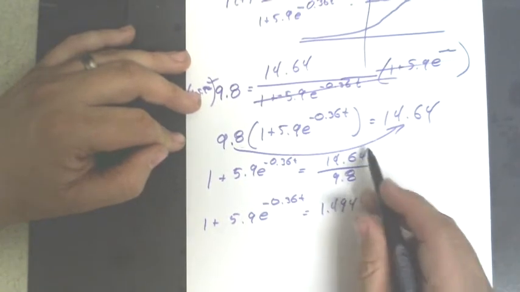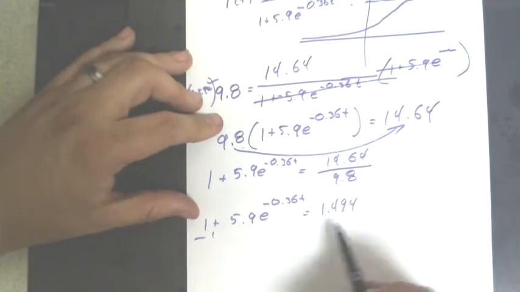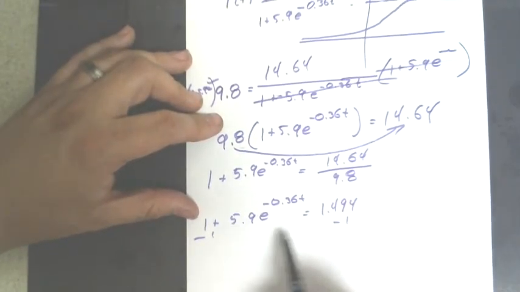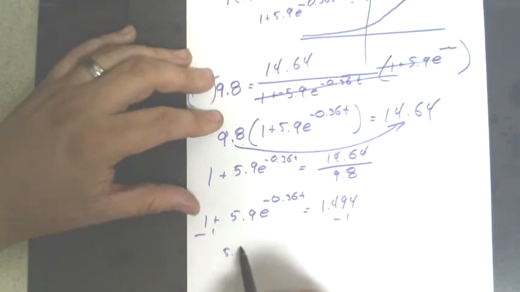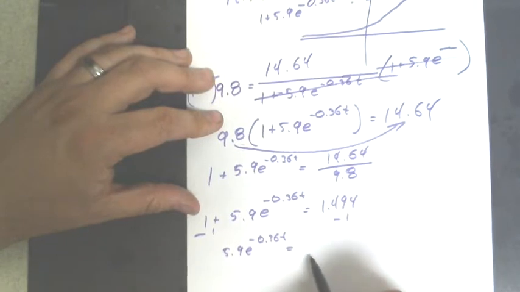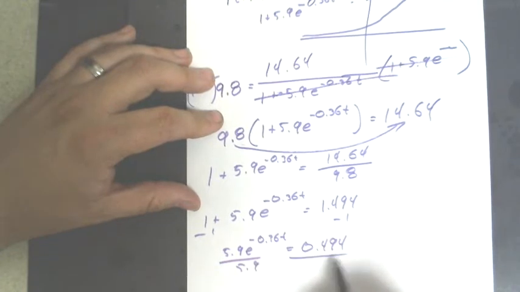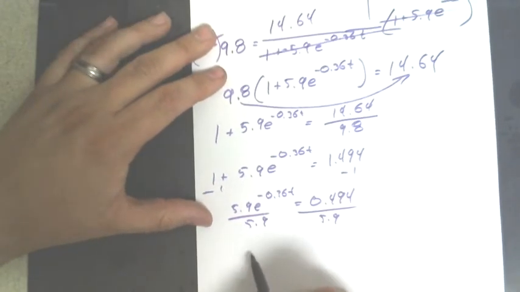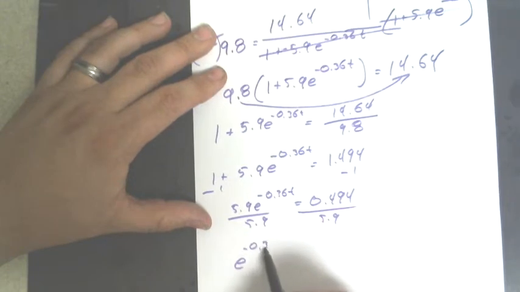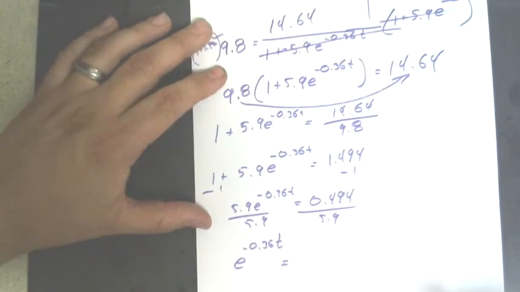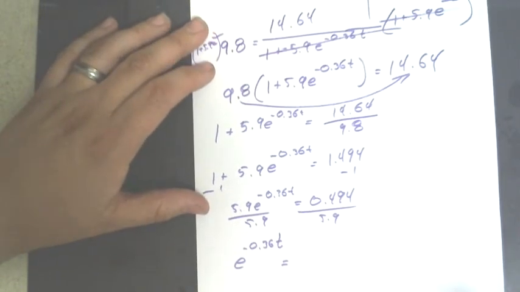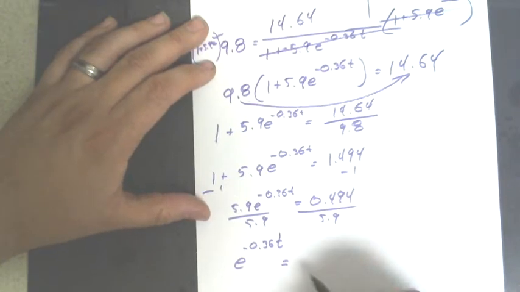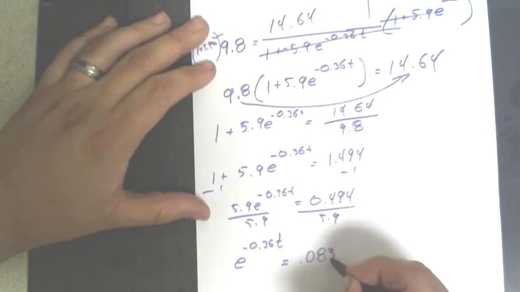Or if you want to be super accurate, stay in exact. Subtract the 1, subtract the 1. Again, we're trying to isolate the exponential part. So 5.9 e to the negative 0.36t equals, subtracting the 1, 0.494. Divide by the 5.9, divide by the 5.9. Again, we're trying to isolate the e to a power. Try to isolate what you're trying to fix. Let's see, do I know that division? 0.0837.